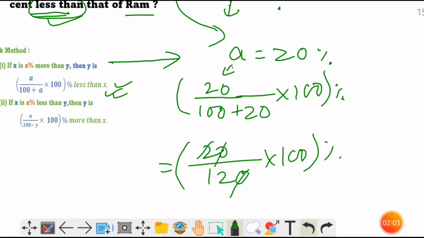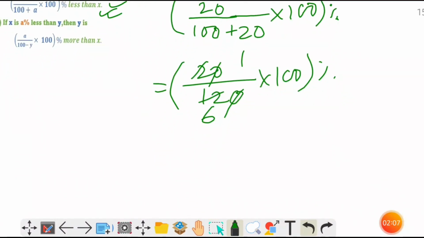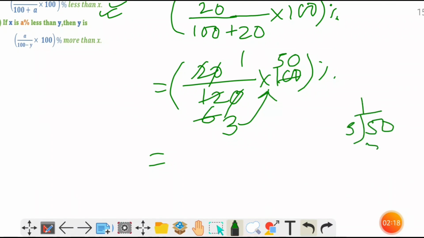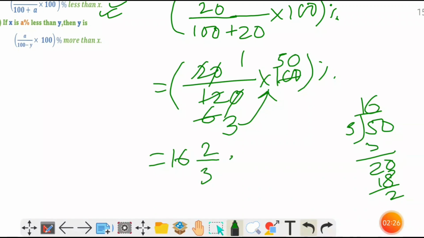Zero zero will be cancelled out, and then 2 ones are 2, 2 sixes are 12. And again cancelling by 2, 2 threes are 6 and 2 fifties are 100. Now we got 50 divided by 3. So we'll divide 50 by 3. 3 ones are 3, 20. Then 3 sixes are 18, remainder 2. And here we got the answer 16 2 by 3.